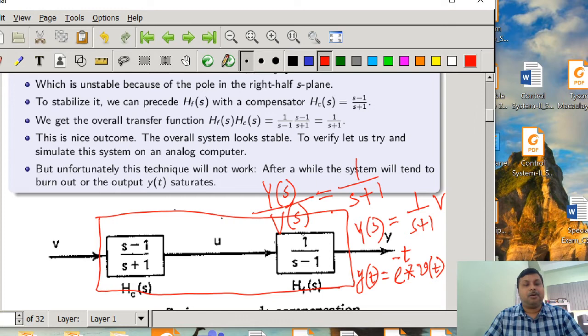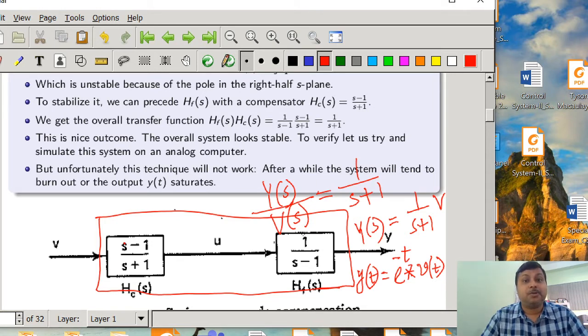So what do we mean by analog computers? Who is doing the analog computing? By receiving the analog signal, the computation is done and it produces another analog signal after the computation. Who is doing that job? The operational amplifier. So now we will try to implement these subsystems to get the overall system in the laboratory using operational amplifiers. And my claim is that unfortunately this technique will not work.